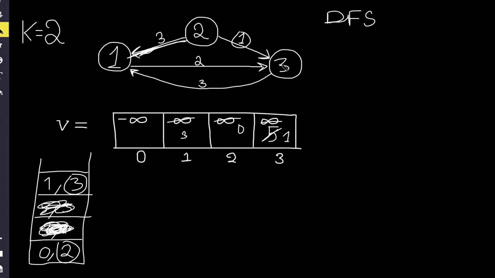Let us see. To reach 3 itself we spent 1 time. From 3 to reach 1 we should spend an additional 3 time. So it will be a total of 4 that we have to spend to reach 1 from 3. We already were able to reach 1 in a lesser time, so we will not consider that option. So now 3 does not have any more children to traverse.